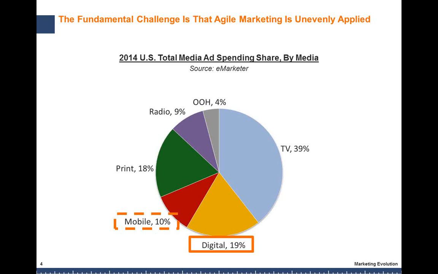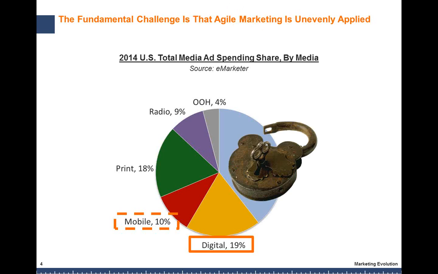The purpose of today's conversation is to show you how we can actually take that 39% of marketing, the television bucket, and treat it just like we would treat digital or mobile, with the ability to make real-time course corrections. So the idea is, how do we take what's essentially been a lock, and you can see here an antiquated lock, and how do we remove that and include that television bucket as part of our real-time marketing budget?